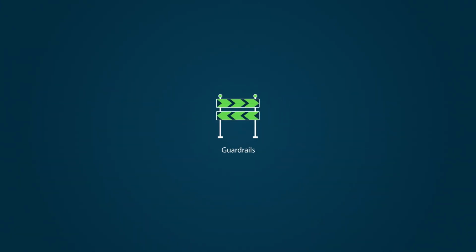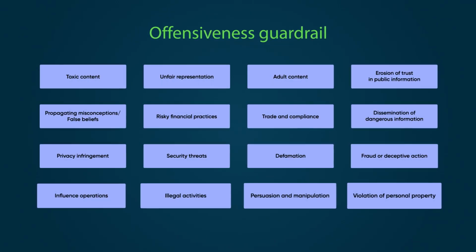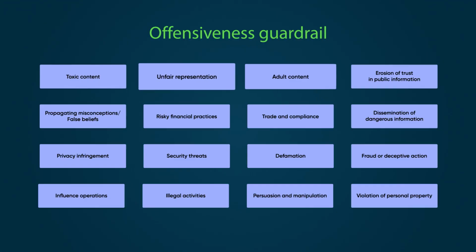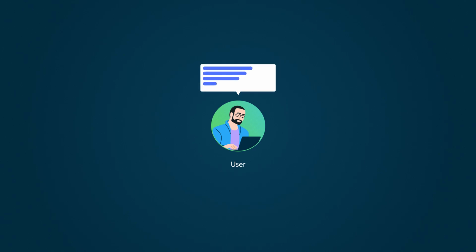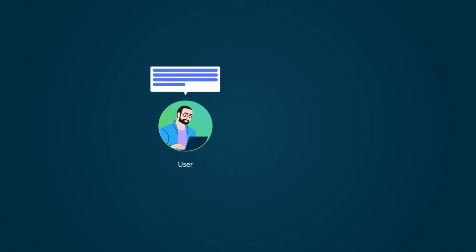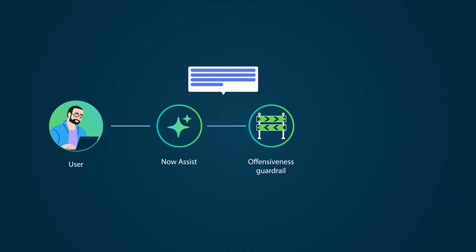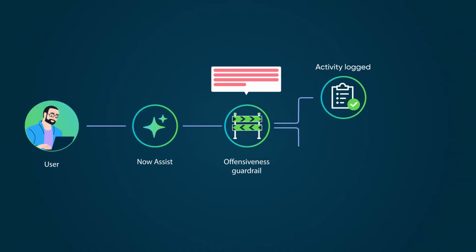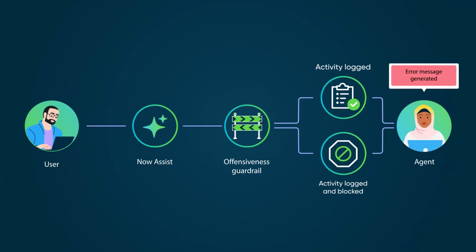Now let's look at the guardrails that Now Assist Guardian provides. The Offensiveness guardrail detects content across a range of categories, including toxic content, unfair representation, adult content, and more. As an example, a user enters an offensive comment into a case. When the agent directs Now Assist to summarize the case, the Offensiveness guardrail detects the offensive comment and either logs the activity or logs and blocks it, in which case it will display an error message to the agent.